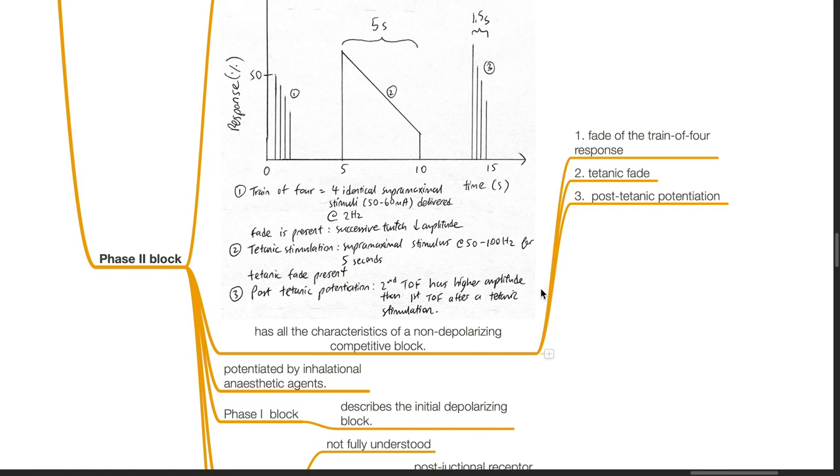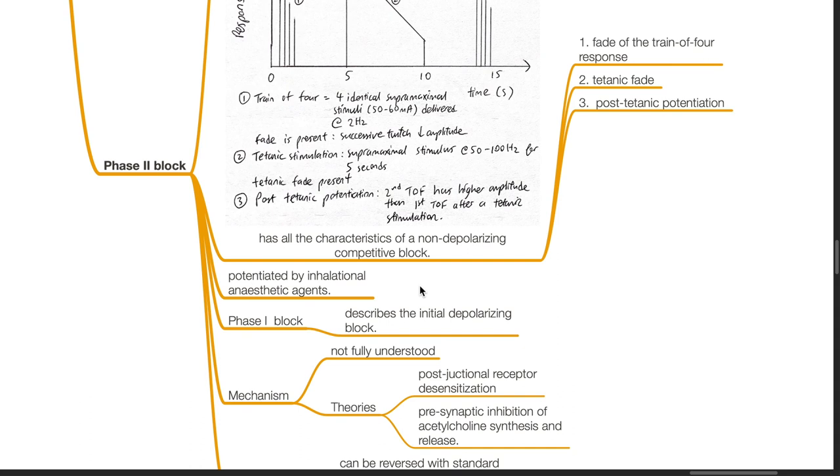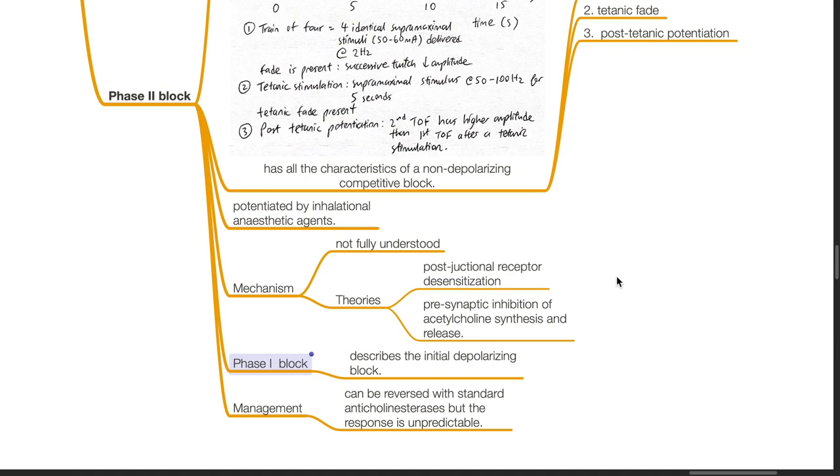The phase 2 block is potentiated by inhalational anesthetic agents, and the mechanism is not fully understood. Theories include post-junctional receptor desensitization and presynaptic inhibition of acetylcholine synthesis and release. A side note, phase 1 block refers to the initial depolarizing block. Phase 2 block can be reversed with standard anticholinesterases such as neostigmine, but the response is unpredictable.